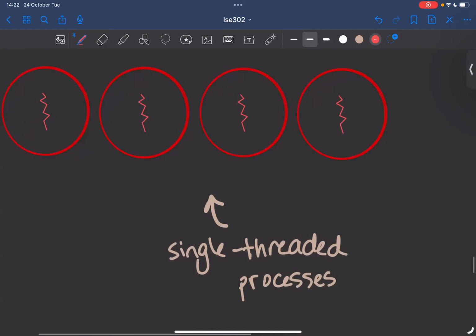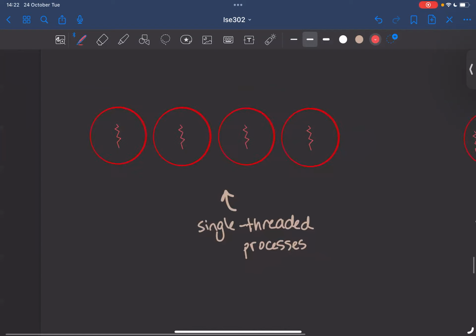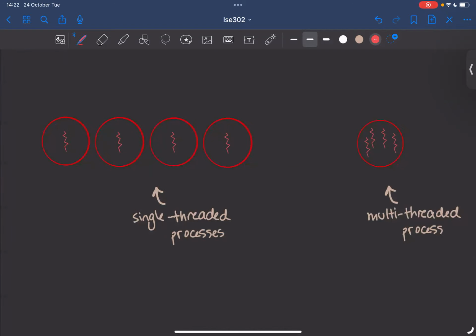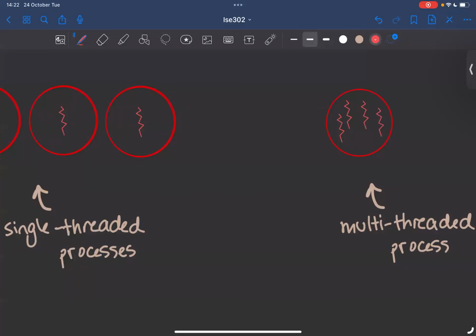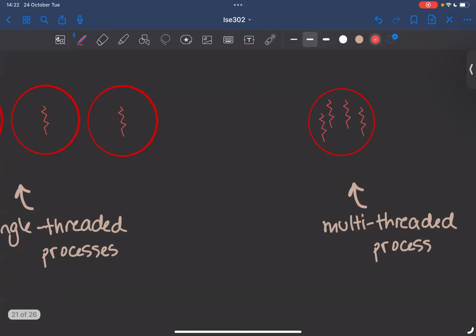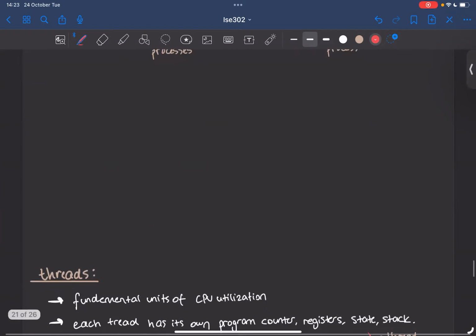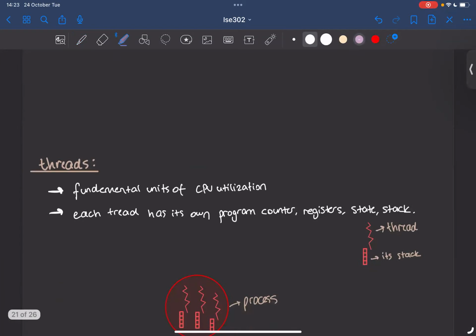So in the previous chapter, we discussed processes as single-threaded executing programs. So each process is responsible for carrying out only one single task, okay? However, in modern operating systems, a process can have multiple threads. Having multiple threads in a process helps us with multitasking, okay? So in the multi-threaded process case, the operating system is able to perform many tasks simultaneously, which eventually enhances multitasking capabilities, okay? So threads represent fundamental units of CPU utilization.